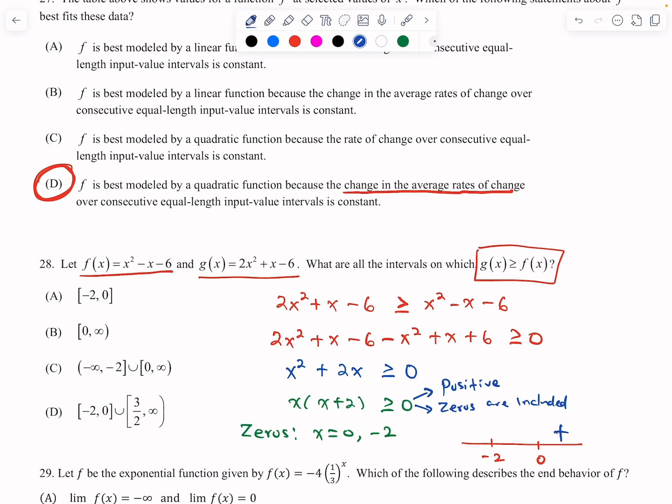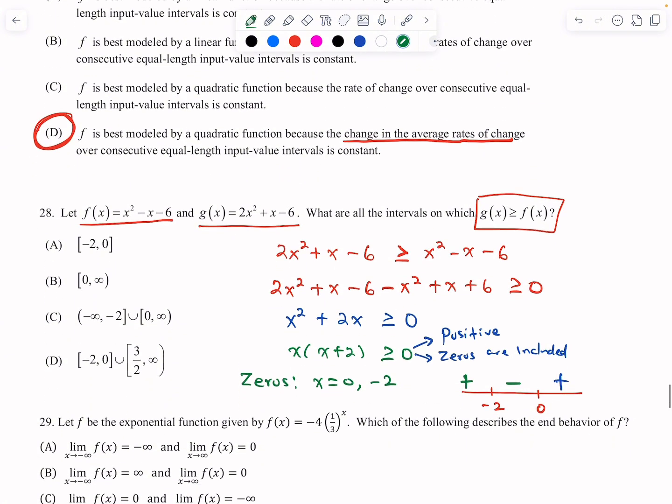And then if I pick any number between negative 2 and 0, and then test it, you will notice that that one will be negative. And then if I pick any number before negative 2 and test it, you will notice that that one would be positive. And because of that, what will be my answer choice? My answer choice will be negative infinity up to negative 2, or 0 up to infinity, and that will be option C.